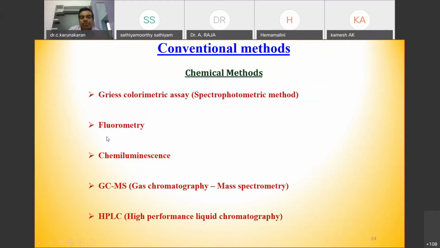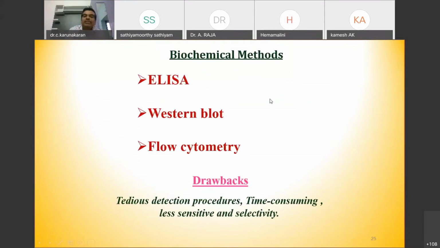methods: Griess method, fluorometry method, immunobiosensor method, HPLC method. These are the various chemical methods, and there are several biochemical methods for the detection of biomarkers: ELISA, Western blot, flow cytometry. The major drawbacks are a tedious detection procedure, time consuming, and less sensitivity.